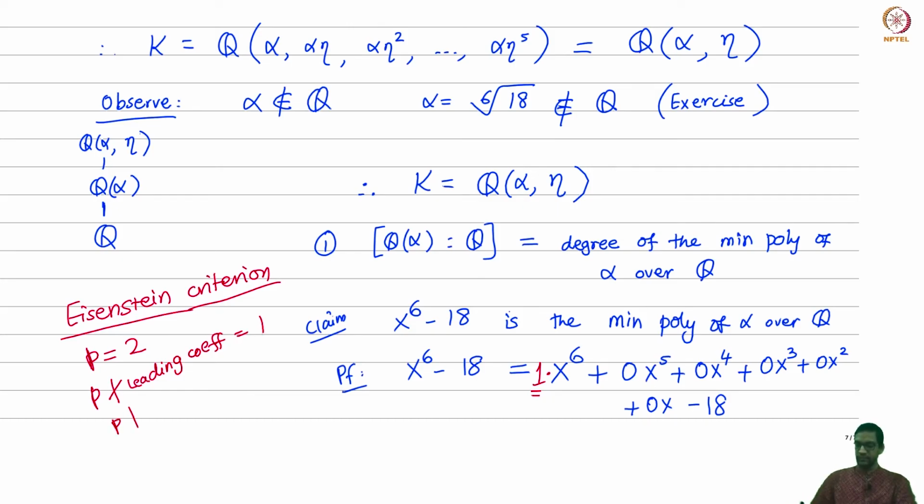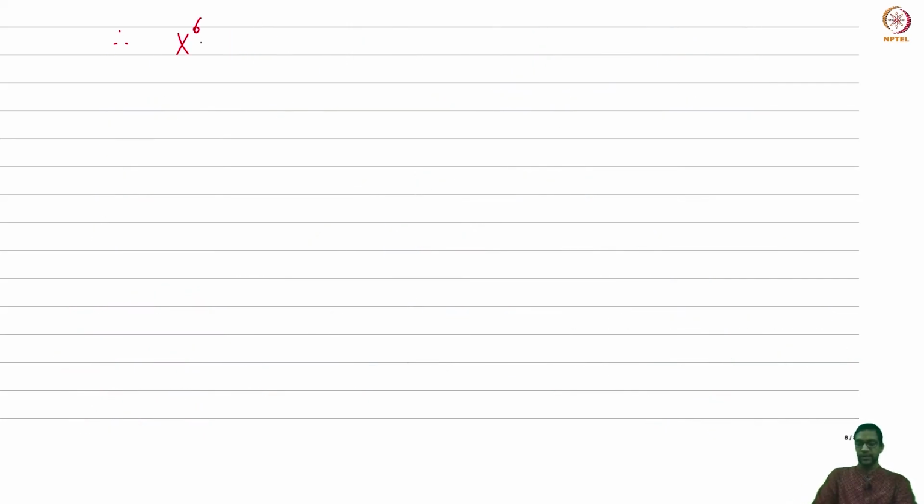And what's the next condition? The prime should divide all the other coefficients. That's also true because they're all zeros, and the last one is 18, which is also divisible by 2. Finally, the constant term should not be divisible by p square. Now the constant term is 18, and 18 is not divisible by the square of 2, which is 4. So all the 3 conditions of Eisenstein's criterion are satisfied. So what this implies in particular is that this polynomial is irreducible. Therefore x to the 6 minus 18 is irreducible in Q[x].